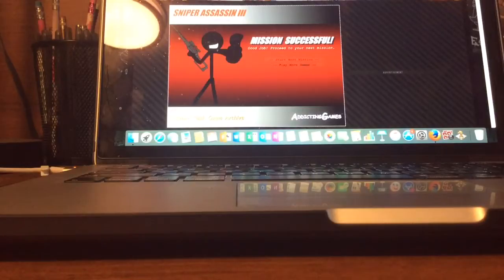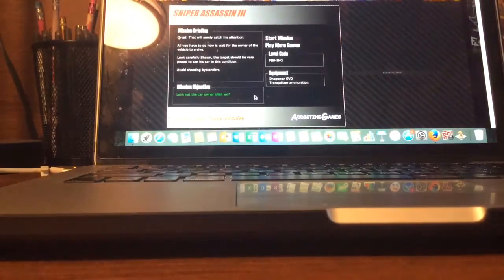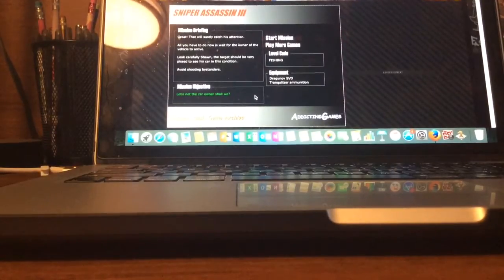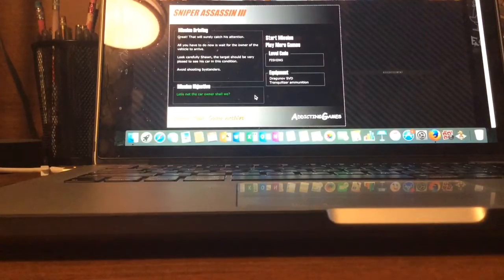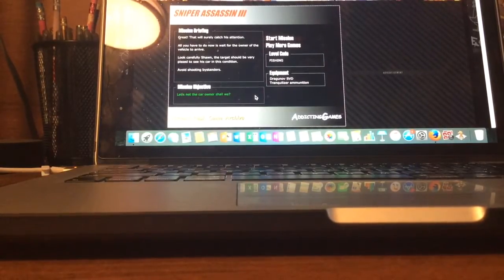Alright, there we go. We did it. Good job. Next mission. Okay, great. That will surely catch him. All you have to do now is wait for the owner of the vehicle to arrive. Look carelessly. The target should be pissed to see his car in this condition. Avoid shooting bystanders. Level code is fishing.